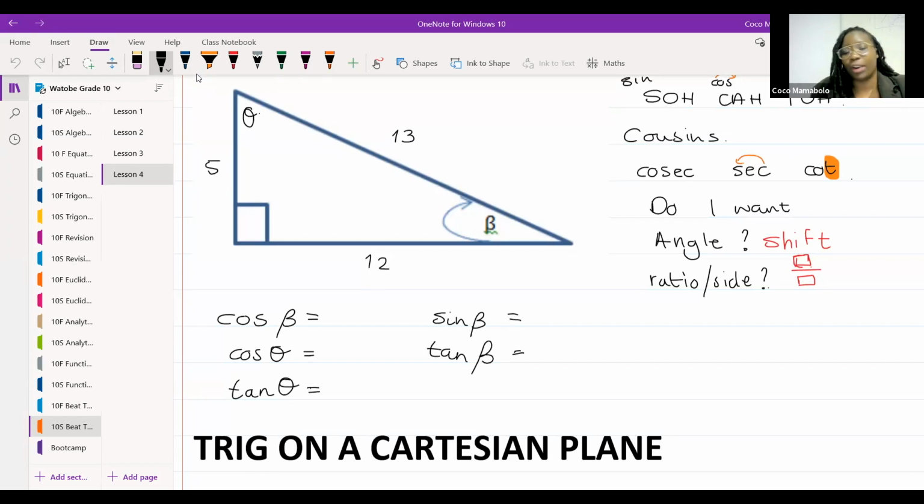Focus. All right. Let's start with cos of beta. Now I know that cos is adjacent over hypotenuse. So cos of beta will be 12 over 13. Sine of beta will be 5 over 13. Cos of theta will be 5 over 13 as well. Tan of beta will be 5 over 12. And tan of theta will be 12 over 5. All right. Let me know in the chat how much you got out of 5 for that section.